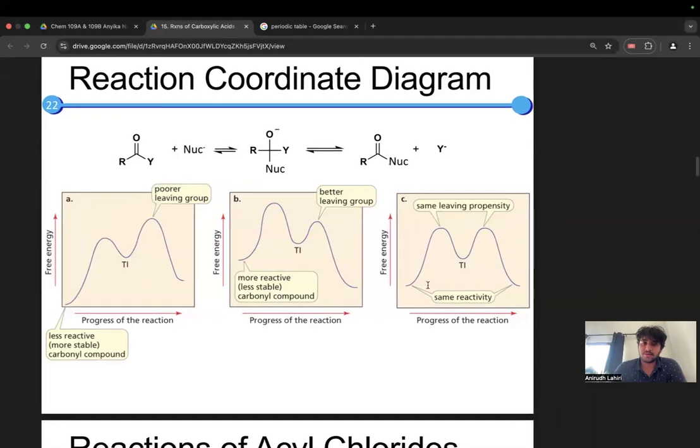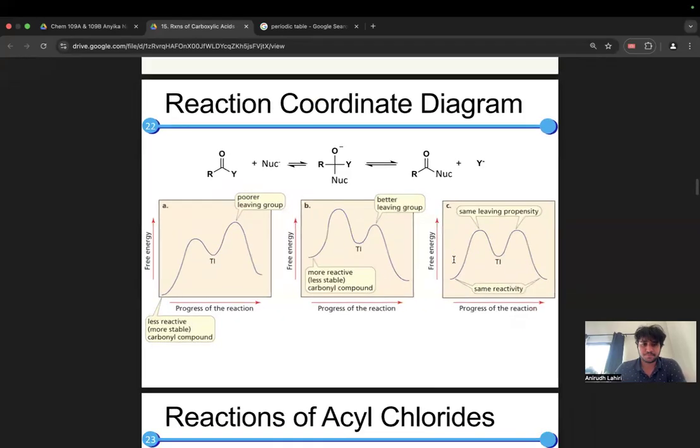Same reactivities here. So when we're in the transition state, we could just as easily go up this way as we could this way. And now I ask you the question, if we have two leaving groups with the same propensity, how do we favor one of them? How do we favor this way or this way? And we'll answer that question in a couple slides.